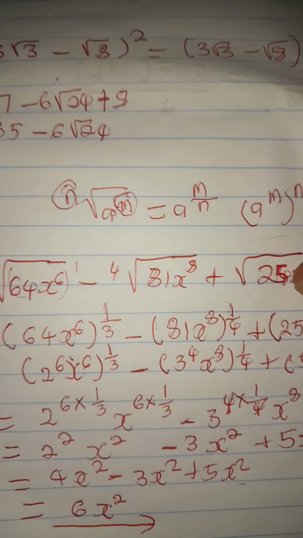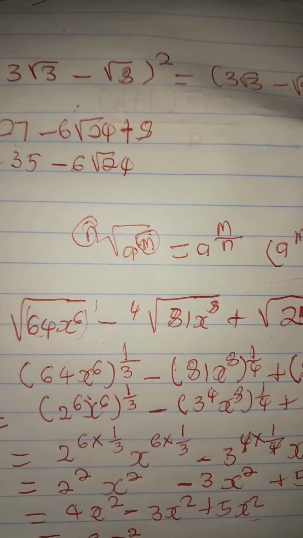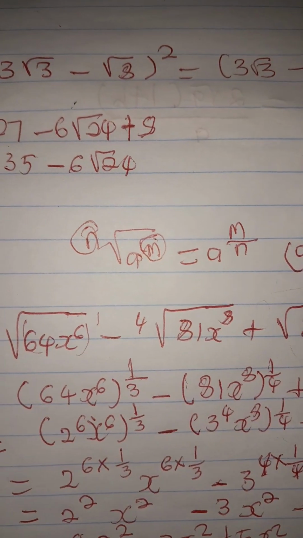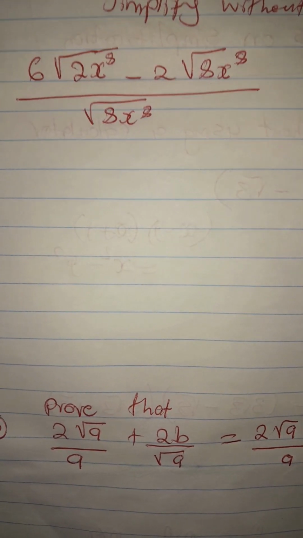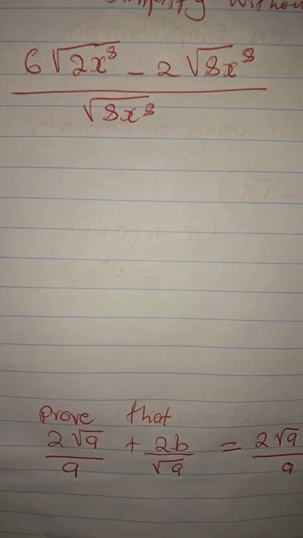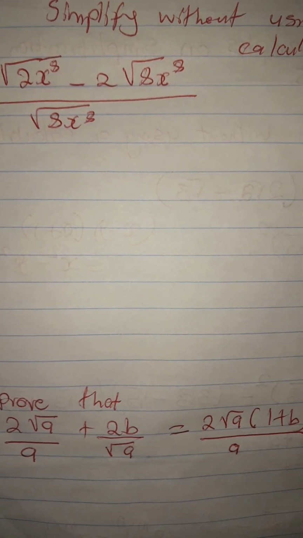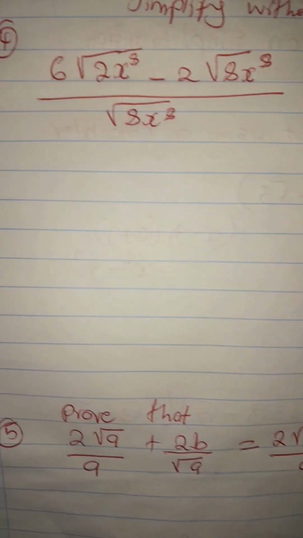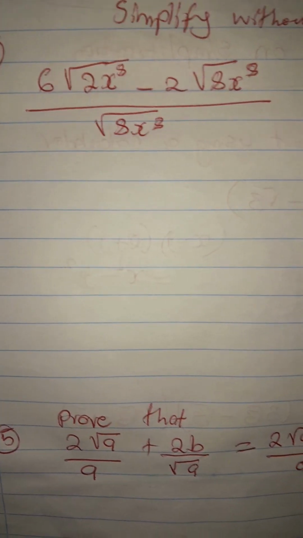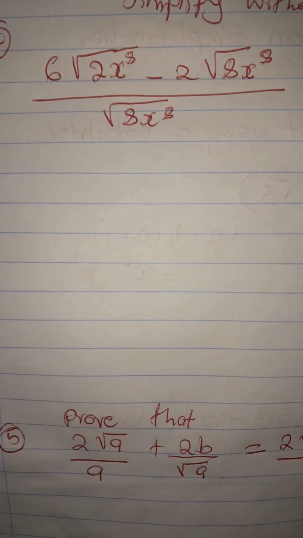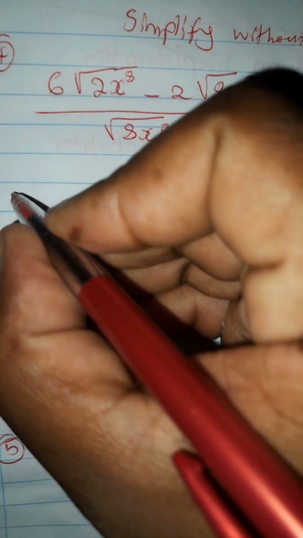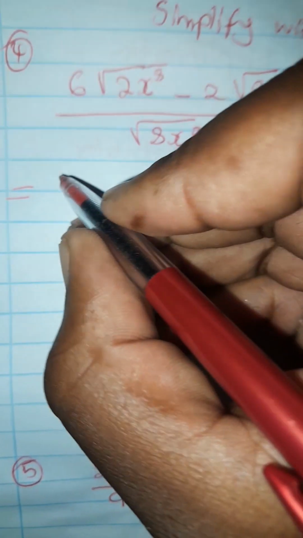Right, guys, let's go to our last questions. We're left with 2 questions. Right, let's look at this complex set. Simplify without using a calculator. First things first, I think here what we should do is to split the numbers into a perfect square and another number.